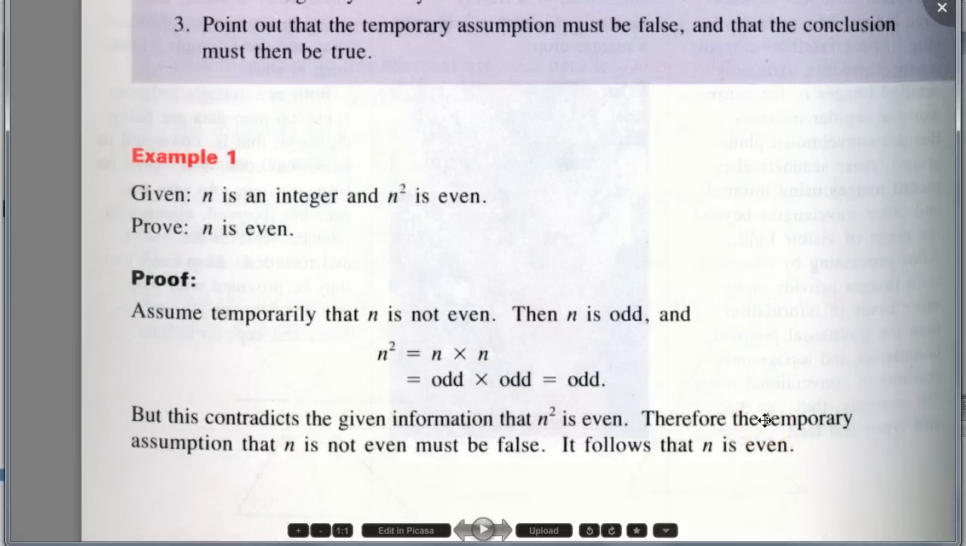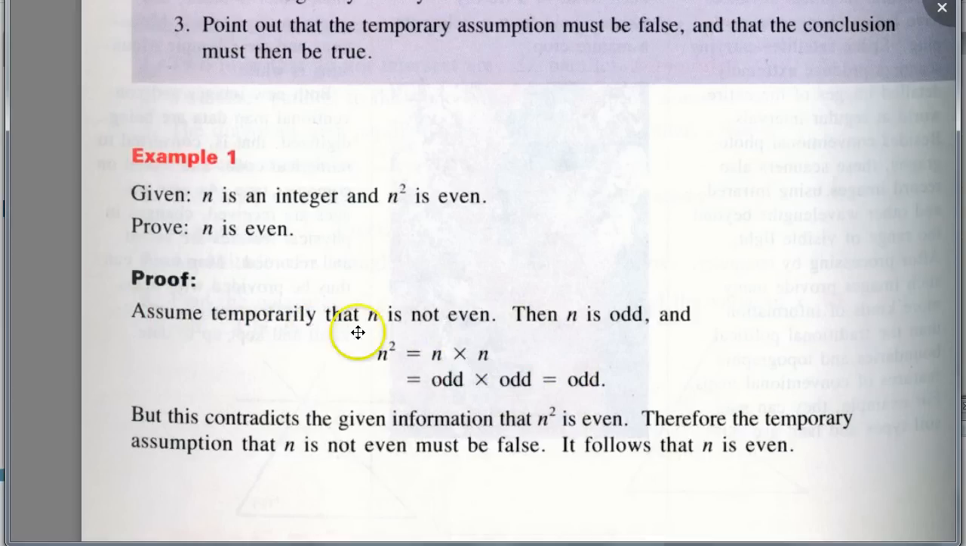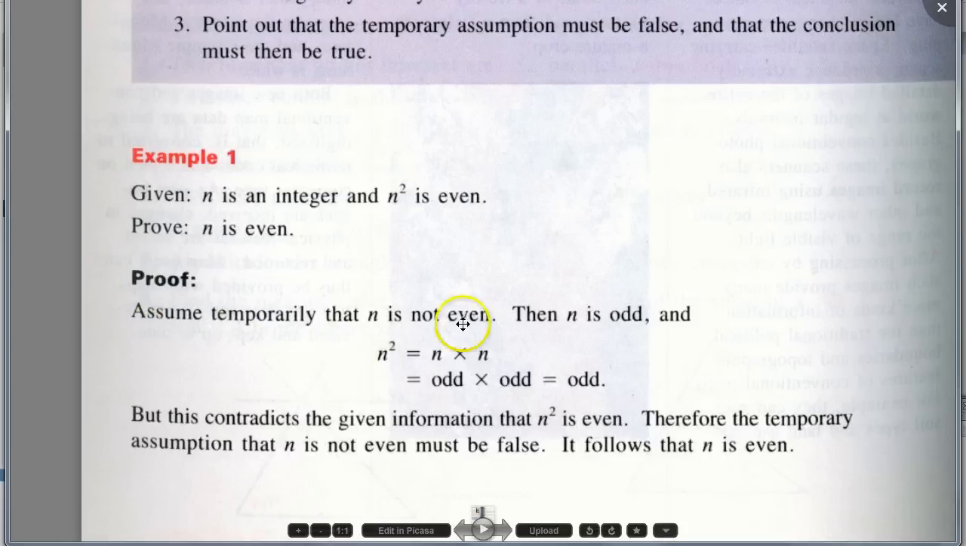Some of you were asking: for step 1, you need this phrase, assume temporarily. For step 2, after you reason logically, you need this phrase, but this contradicts the given information. And for step 3, what do you need? Therefore, the temporary assumption must be false. So that's what you have to memorize. For step 1, assume temporarily, and so forth. For step 2, after you show logically, you need to show that but this contradicts the given information. And for step 3, you need therefore the temporary assumption is false. Therefore, what we're trying to prove is true.